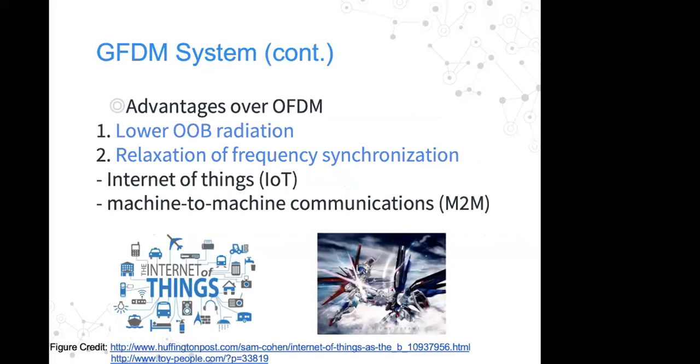Okay, so there are some advantages because it gives lower out-of-band radiation, and also strict synchronization is very much essential in OFDM. So it gives some relaxation, not totally relaxed, but some relaxation of the frequency synchronization. And because this is connected with applications, Internet of Things, machine-to-machine communication, and other applications are present. So we always say this is more advantageous than the other one.